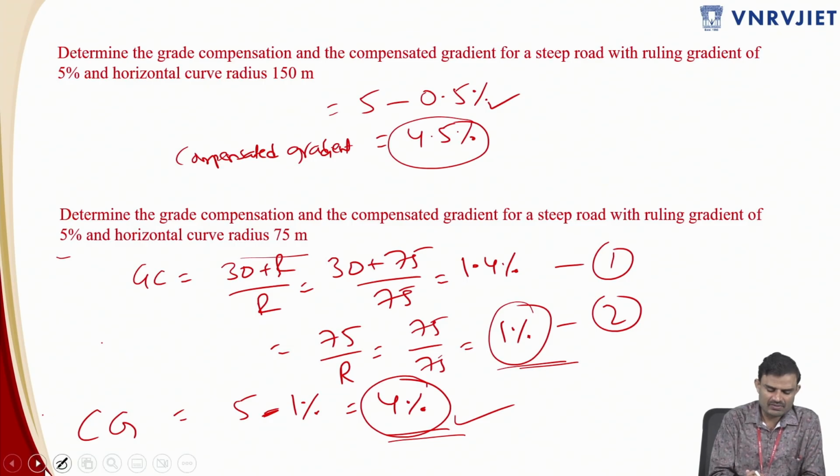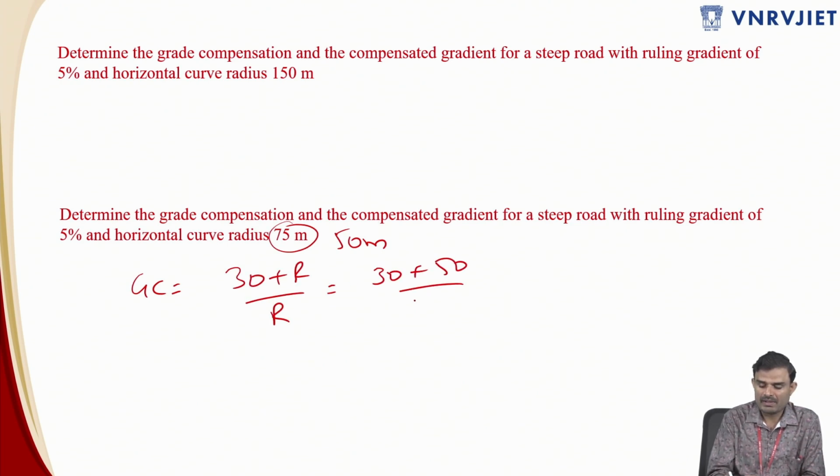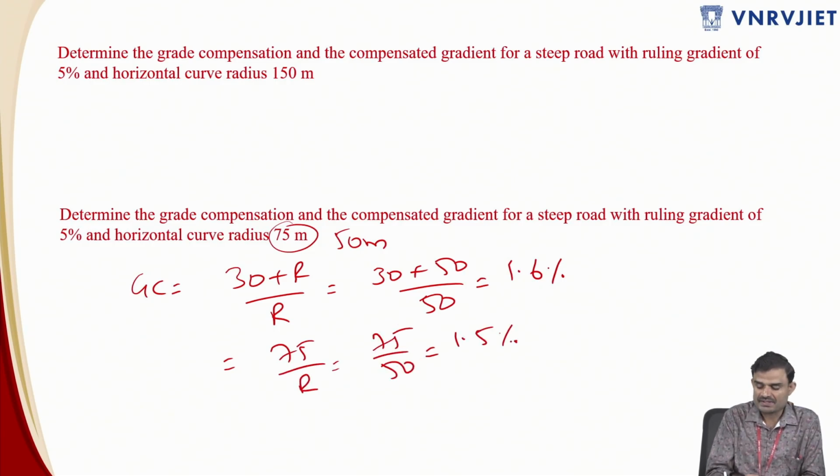But if I extend this question somewhat more, so instead of 75 meters, if I provide 50 meters as the radius, now we look into the updated calculations. Again, grade compensation is (30 + R)/R, which is (30 + 50)/50, which is somewhere around 1.6%. And the other formula is 75/R, which is 75/50, which is 1.5%. So whichever is minimum, as the previous statement suggests, we restrict the grade compensation to 75/R percentage, which is 1.5%.